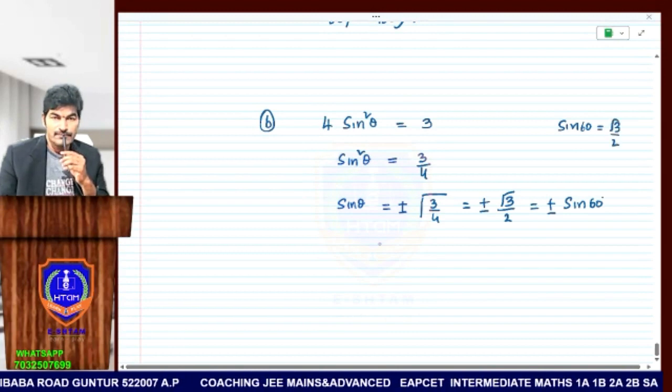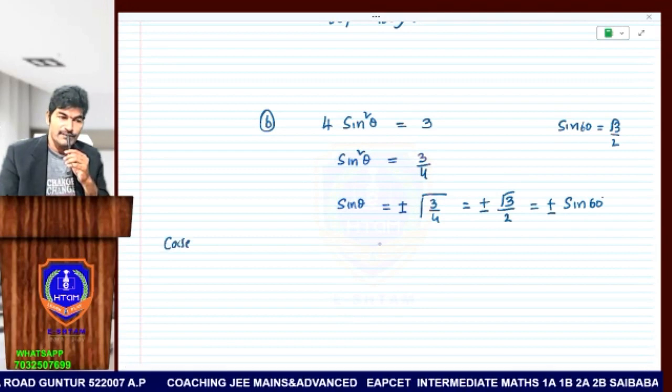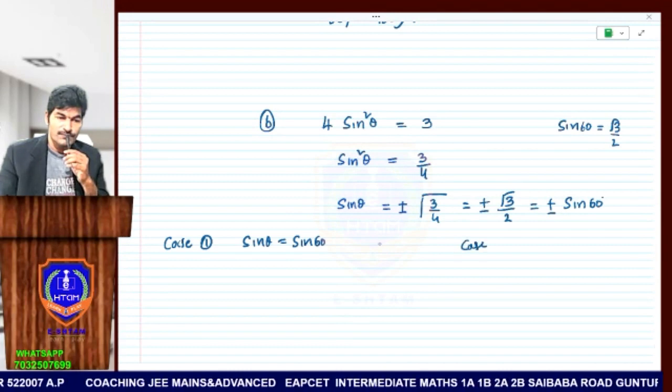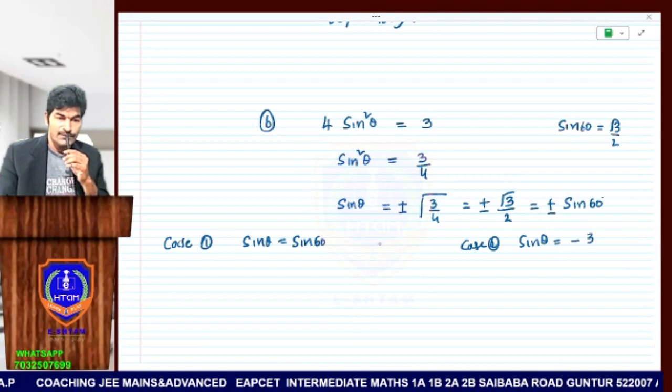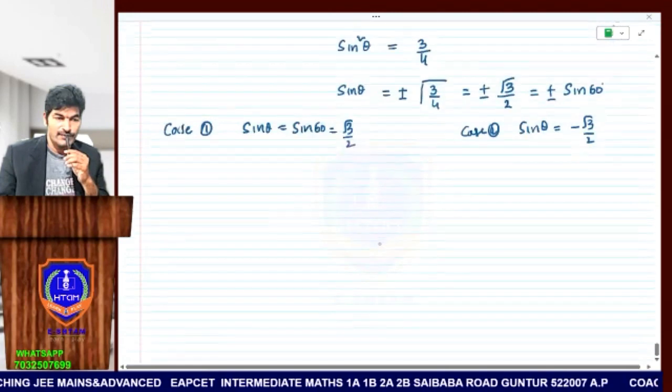So we will discuss 2 cases. Case 1, you have to consider sine theta value as plus sine 60. And case 2, consider sine theta as minus root 3 by 2 or plus root 3 by 2. And remember that theta will be 60 degrees in both cases.